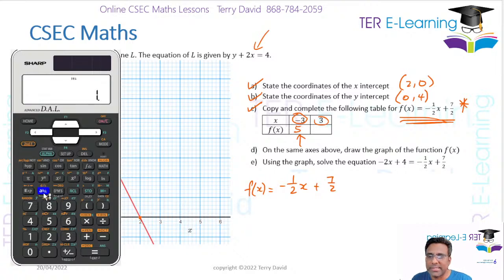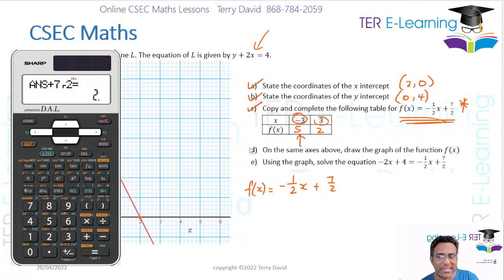So that is minus a half, right? Multiplied by 3 equal plus 7 over 2. And you're going to get 2, right? So I'm getting 2 for this one here, right?